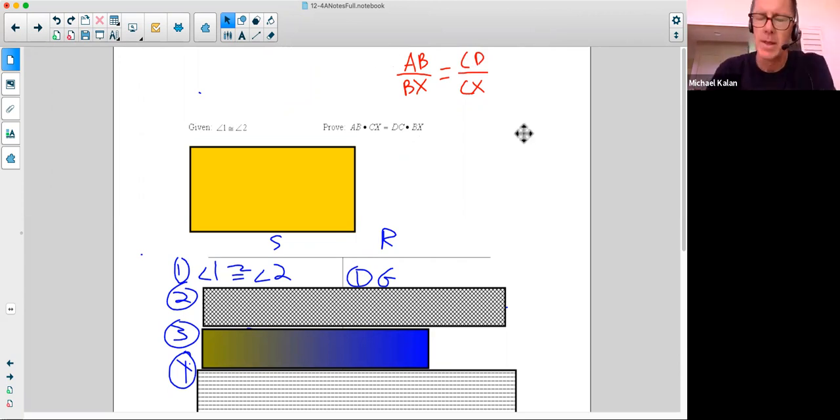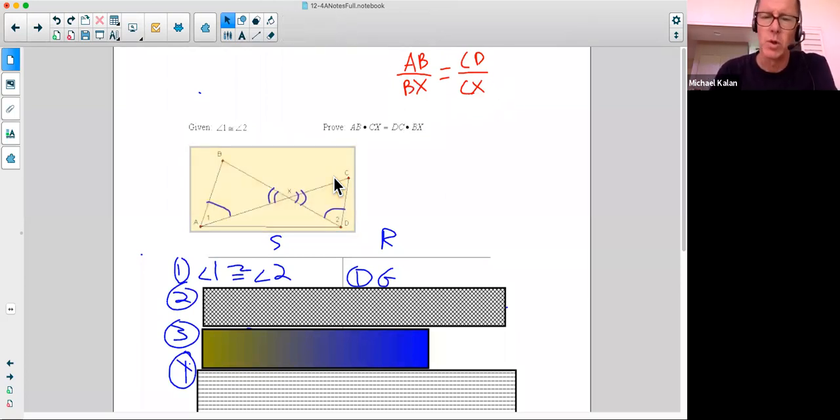So if we're going to have AB times CX, I know AB would either need to be up top here, and CX would have to be in a different spot. Or if AB was here, CX would have to be here. It doesn't really make a difference. But I always like to set up the proportion, and then when I look, I can get a better sense of what I'm trying to prove. So this tells me that I need to prove that these two triangles are similar.